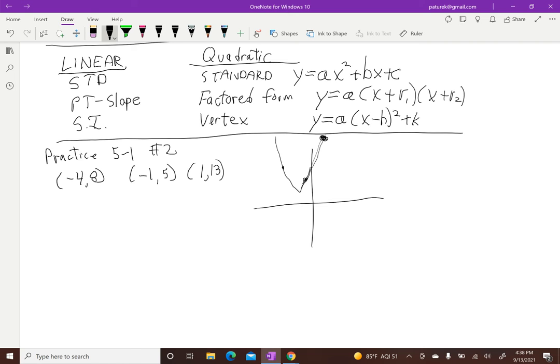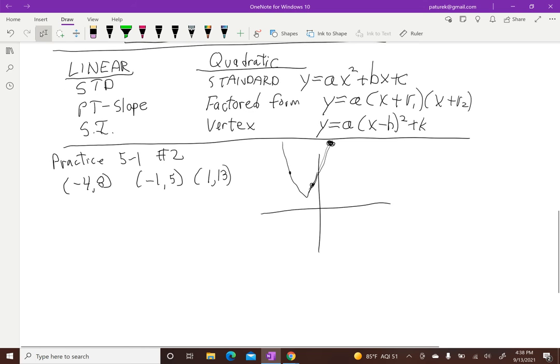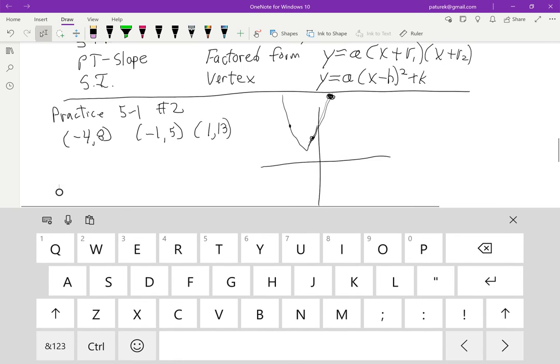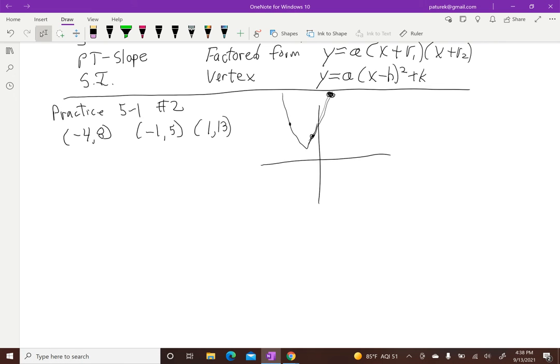I'm just saying that because when I go from -1 to +1, it goes from 5 to 13. If it were symmetric about the y-axis, the way this first problem was, then it would have the same value of y at 1 as it has at -1. So I'm claiming the vertex is between the first dot and the second dot. All right, let's get on with it.